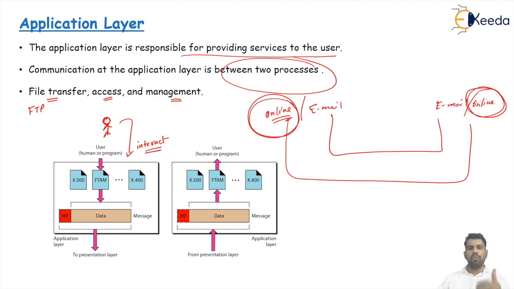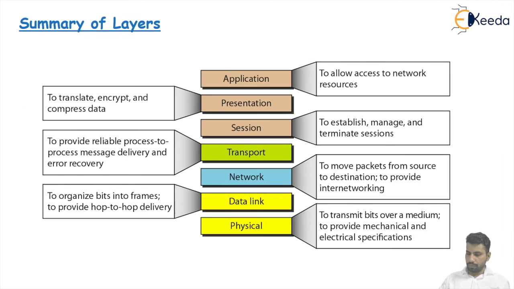Till now we discussed all the 7 layers one by one, and what the main functions of those layers are. In the next slide we will take a look at a summary of all the layers. What are the main responsibilities of all the layers in a short manner? Now, summary of the layers.